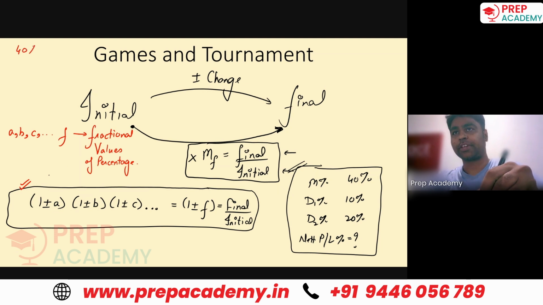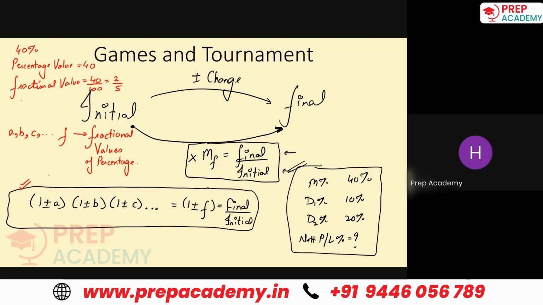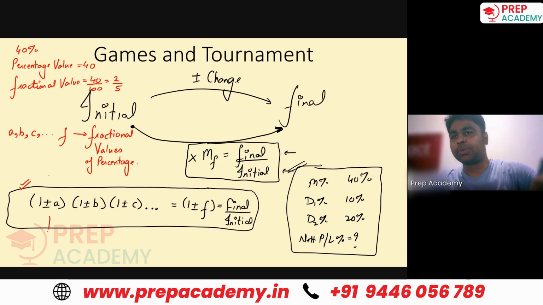Now, if I write 40 percentage, what is the percentage value? The percentage value is 40. Simple. What is the fraction value? The fractional value is going to be 40 upon 100, since per cent means 100. 40% can be written as 2 by 5 also. Did you understand this thing? Yes, sir.